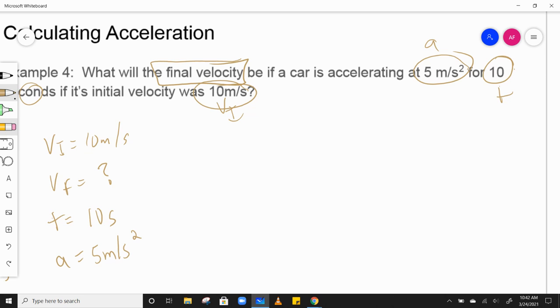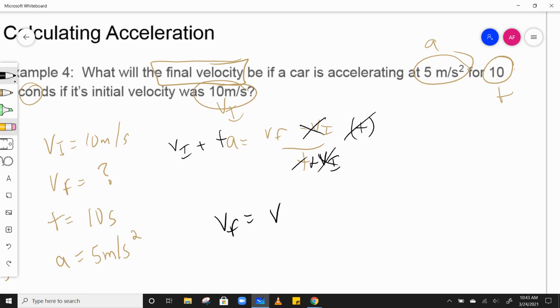Okay. We have our equation. Acceleration is v final minus v initial over t. And we want to solve for final velocity here. So we're going to multiply both sides by t, and then add the initial velocity. So final velocity equals v initial plus acceleration times time.